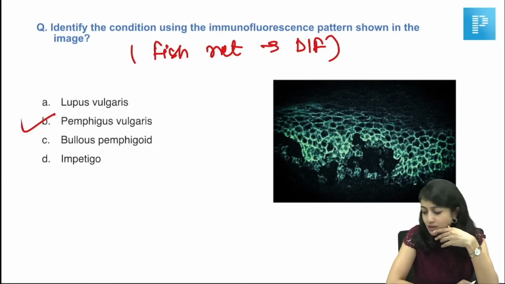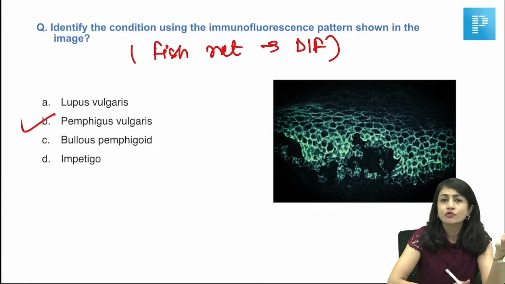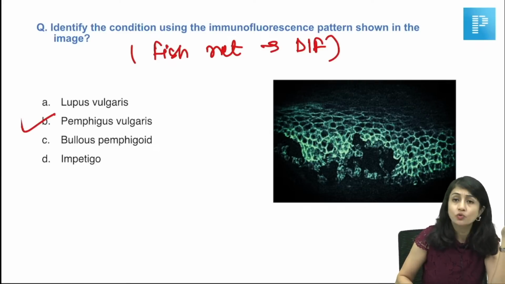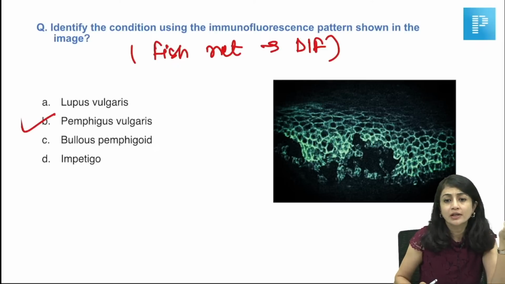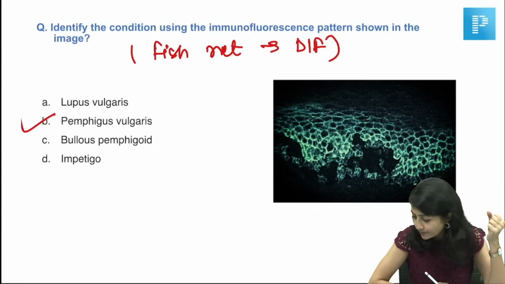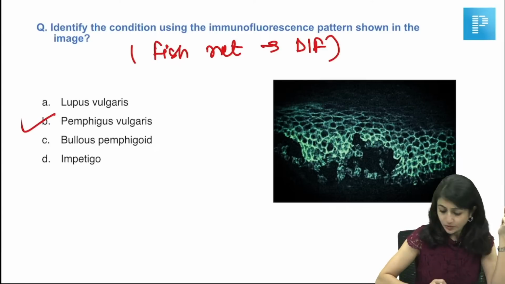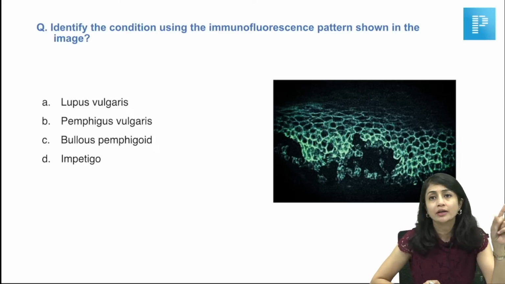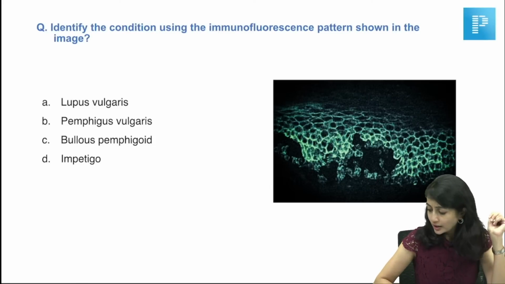So thank you so much, and if this was the image, very clear fishnet pattern in DIF and that is what you see in Pemphigus group of disorders. So Pemphigus vulgaris would be the correct answer. Okay. Thank you very much Dr. Amrit for clarifying two questions, one on ranula and one on SCC.